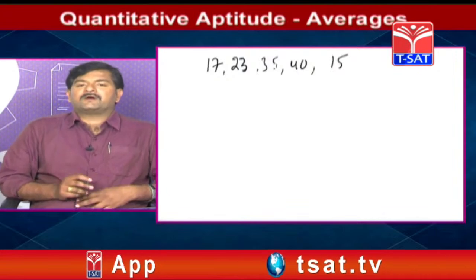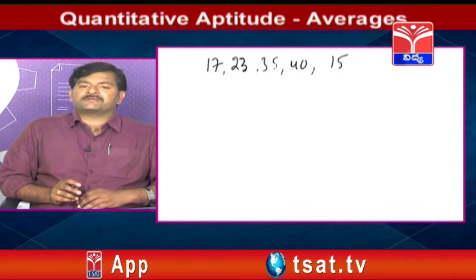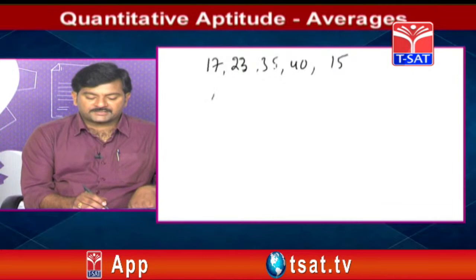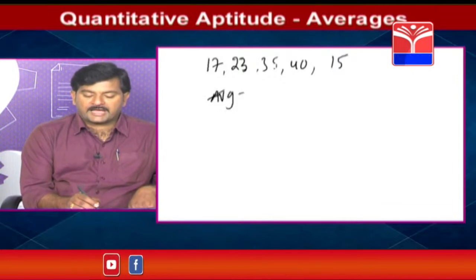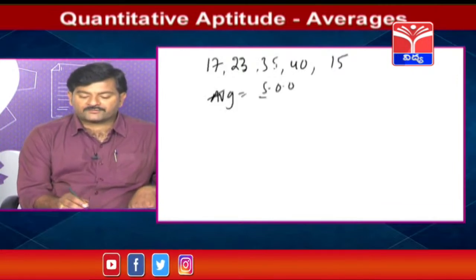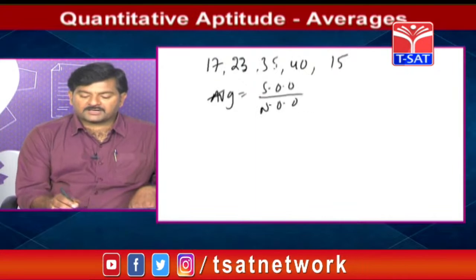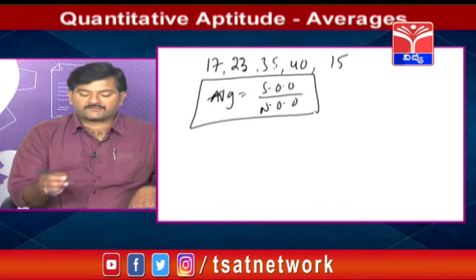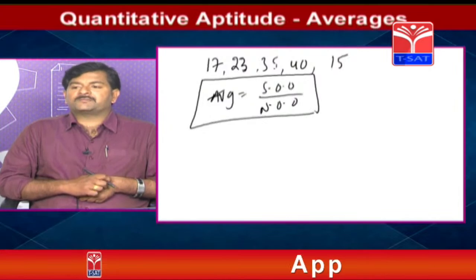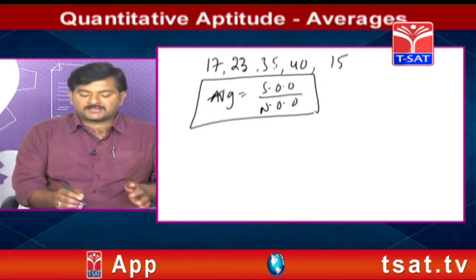So what is the simple formula here? Sum of the observations by number of observations. So average equals sum of the observations by number of the observations. Just keep in mind: sum of the observations.